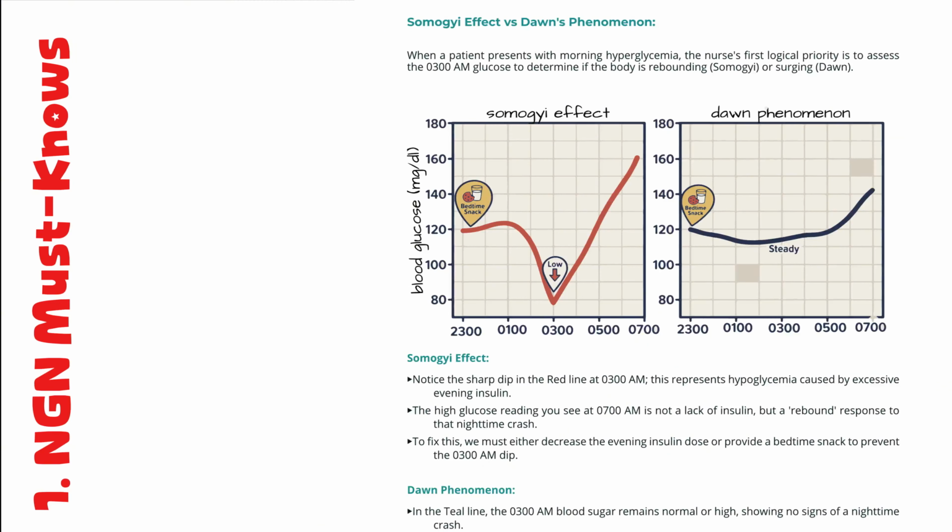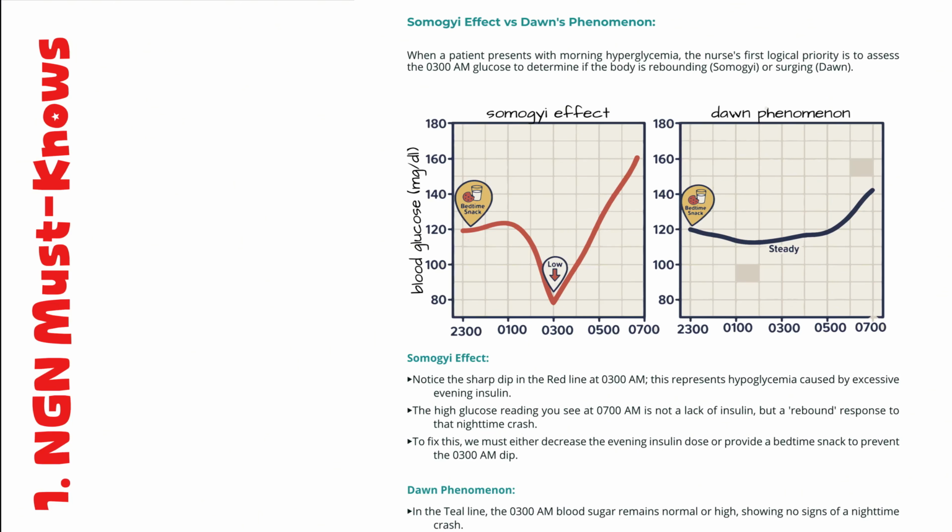Know the Somogyi effect versus the dawn phenomenon. Both present as morning hyperglycemia at 7:00, but need opposite fixes. Check a 3:00 blood glucose to tell them apart. A hypoglycemic 3:00 reading means the body crashed overnight and rebounded with counter-regulatory hormones.